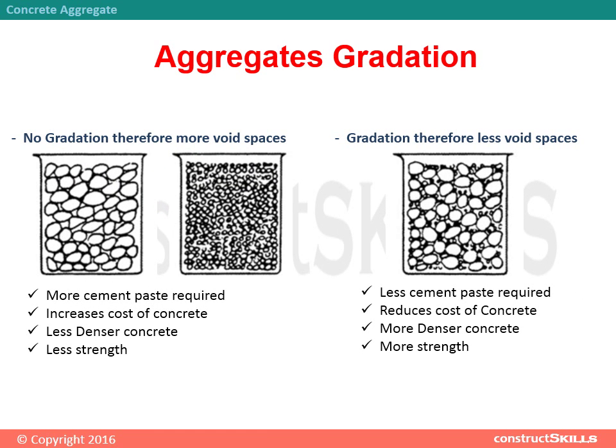Aggregates gradation. The voids between the largest fine aggregate particles are filled by smaller fine aggregate particles, the voids between the smaller fine aggregate particles by still smaller particles, and so on. Finally, the voids between the finest grains are filled with cement. You can see from this that the better the aggregate is graded, that is, the better the distribution of particle sizes, the more solidly all voids will be filled, and the denser and stronger the concrete will be.